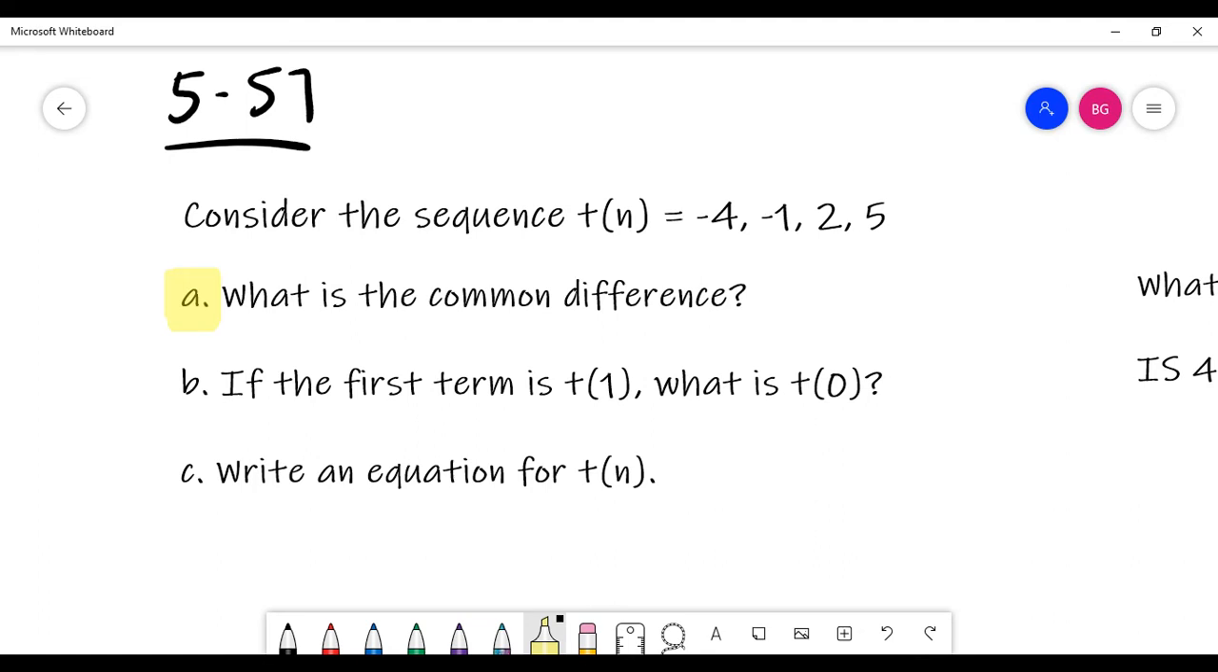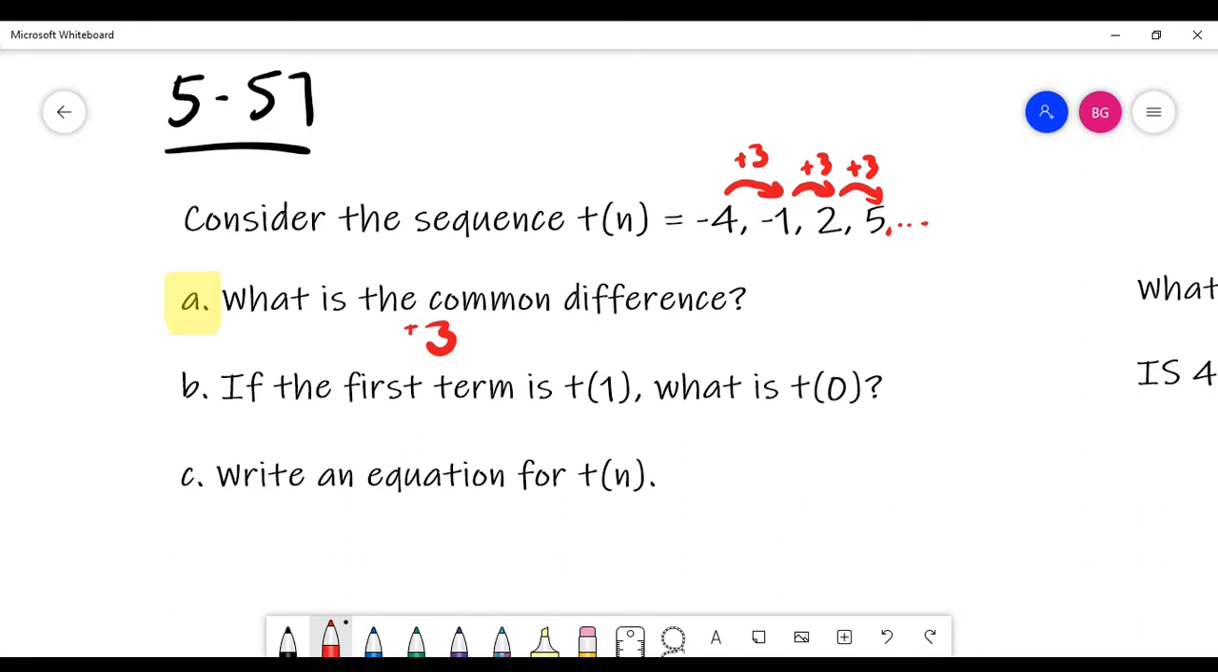Okay. So your common difference, remember that's telling you this has got to be arithmetic, by the way. But you should see in the sequence here, -4 to -1 is +3. -1 to 2 is +3. 2 to 5 is +3. And I should have another +3 here as well. So our common difference is adding 3 each time.